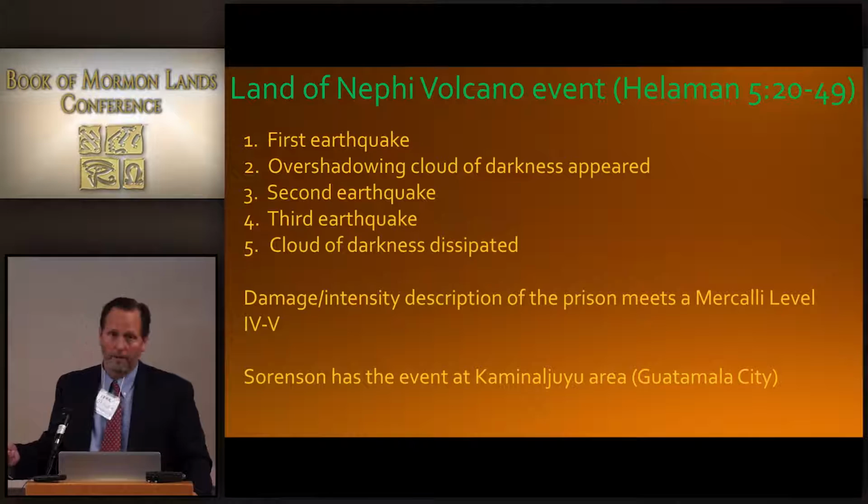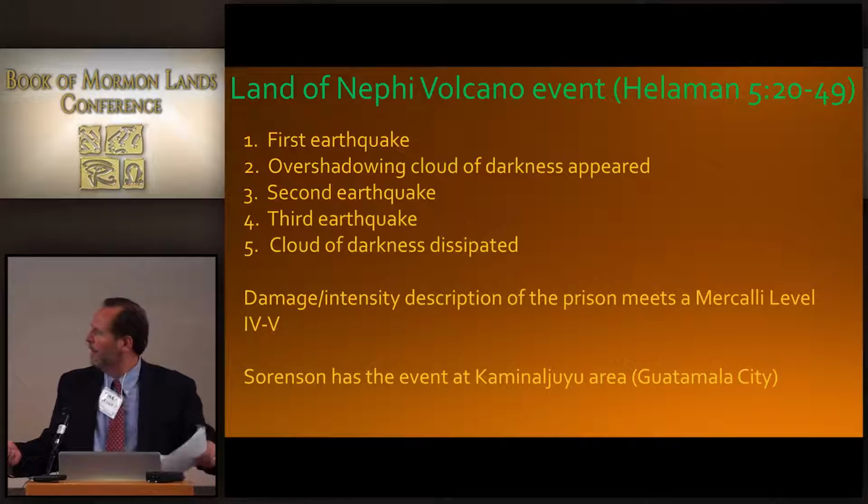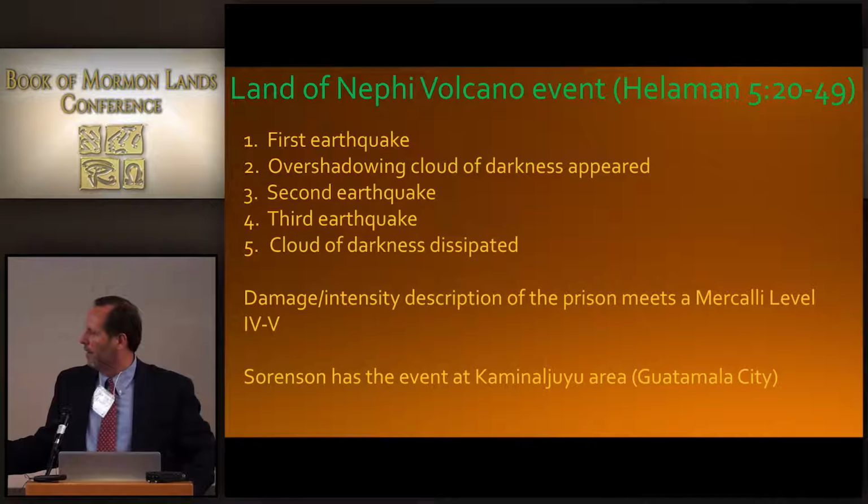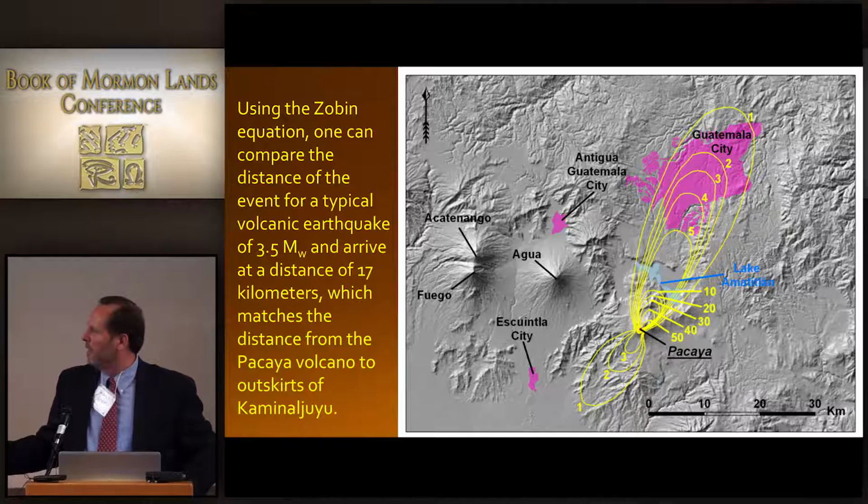I looked at a couple other events, the Land of Nephi volcanic event, and this was the valley in Guatemala that Neil talked about. I went through the event. Here's what's happening: you have multiple earthquakes overshadowing a cloud of darkness, then the cloud of darkness dissipated. The intensity meets Mercalli level 4 or 5. Sorensen had that event at Guatemala City. So I said, okay, here is Guatemala City.